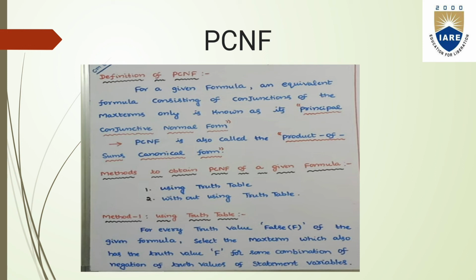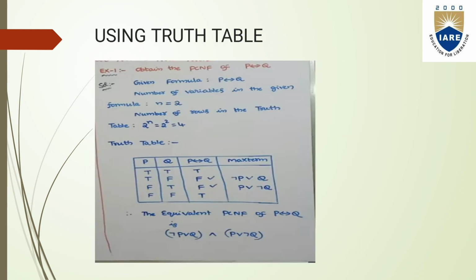For every truth value false of the given formula, select the max term which also has the truth value false for the same combination of negation of truth values of statement variables. So let us look at the example. Here we are going to find the PCNF value of P biconditional Q. The given formula is P biconditional Q. The number of variables in the given formula is 2, so n is 2. The number of rows in the truth table is 2 power n, that is 2 square, that is 4. We will get 4 rows.